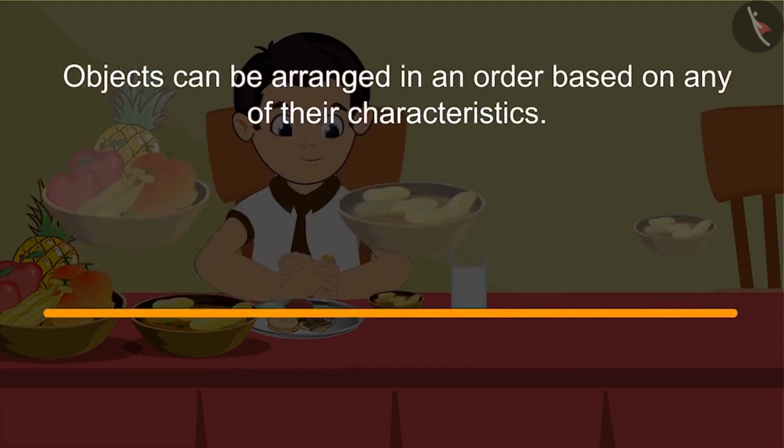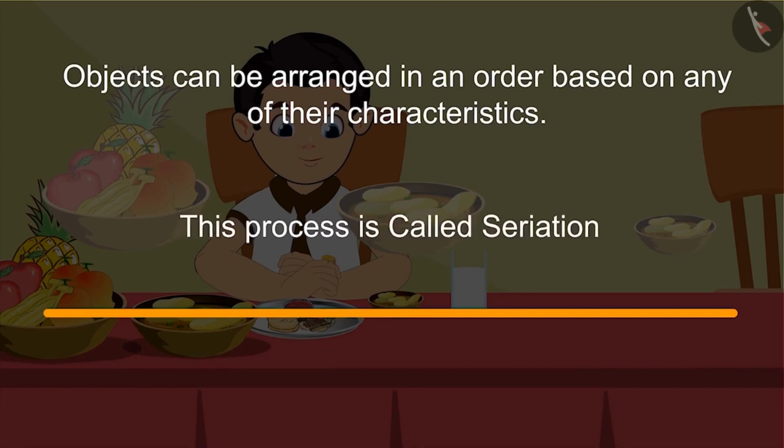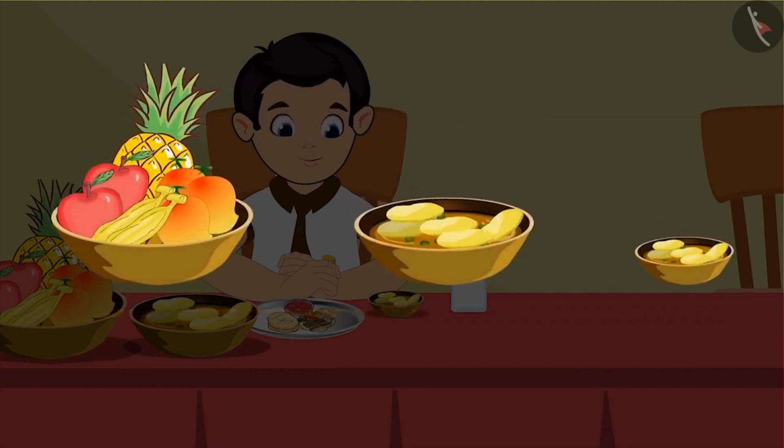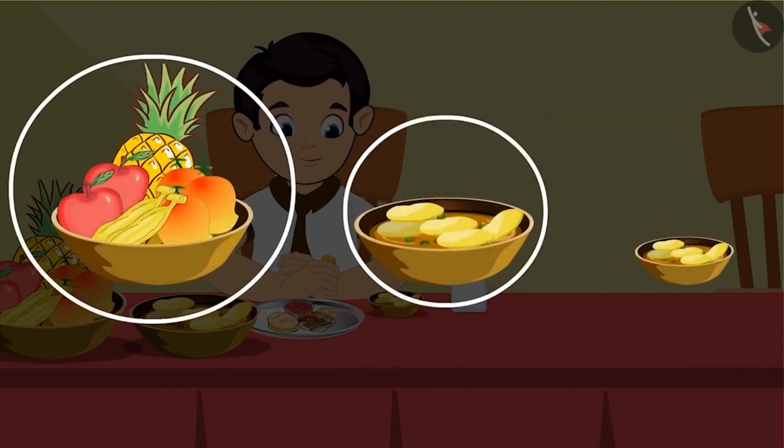In this way, objects can be arranged in an order based on any of their characteristics. This process is called seriation. Children, do you also have such bowls of different sizes at home? Can you arrange them in an order based on their size?